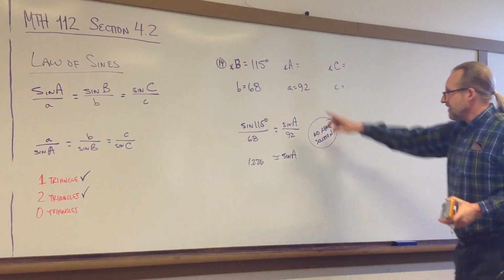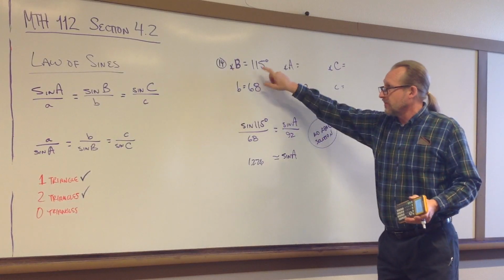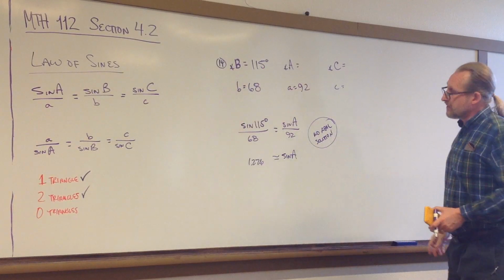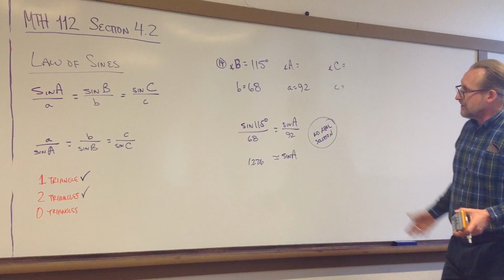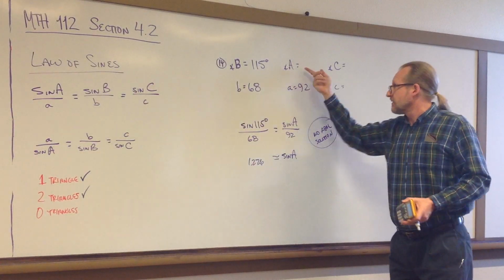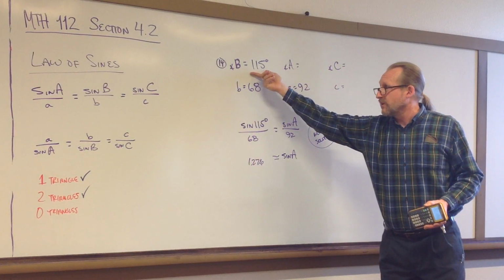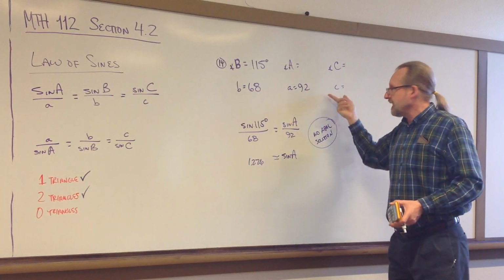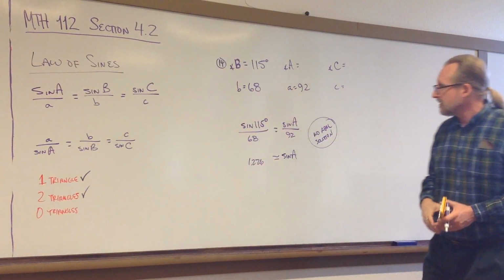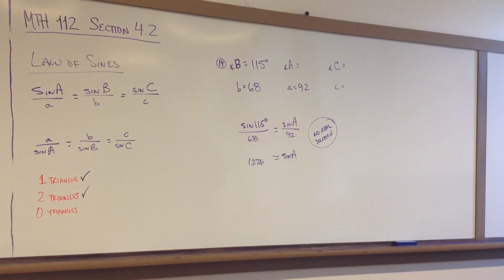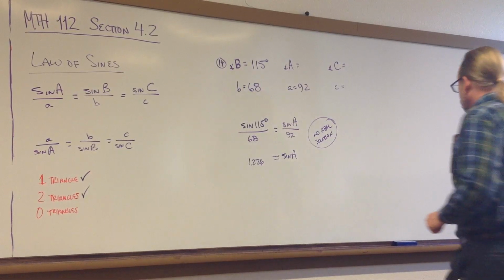Okay? You can't have this length being longer than this one if this angle is already more than 90 degrees, because the other angles in the triangle have to be smaller than 115. That means the sides also have to be less than 68. All right, so that's problem 14. Let's take a look at 16.